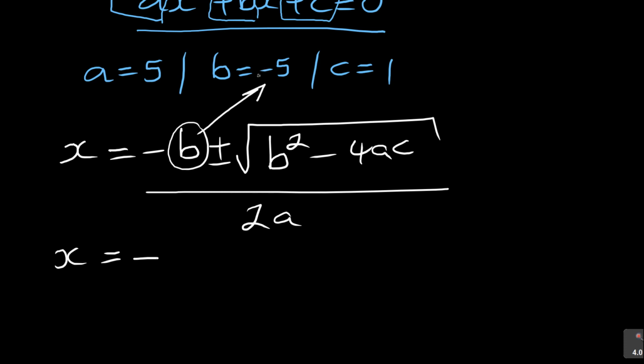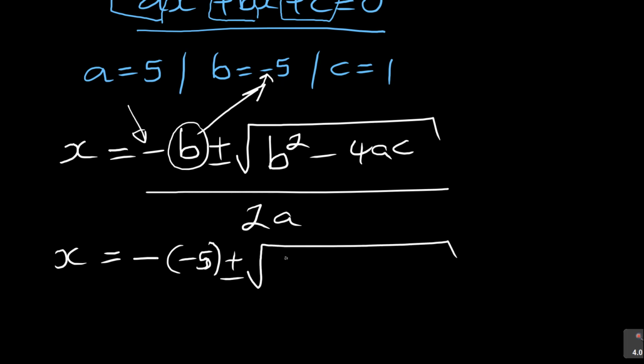But you see, there are 2 negatives. So you put a bracket and say minus (minus 5). That's where common errors always occur. There is a negative from the formula, and there is a negative of the question. And then plus or minus square root of b squared. So you put everything in brackets.